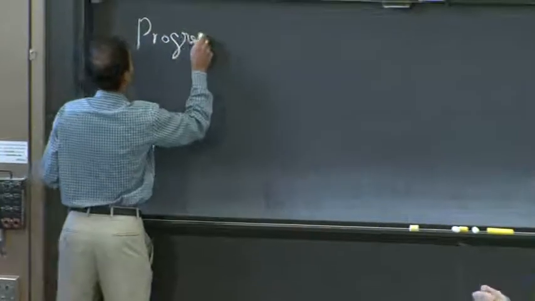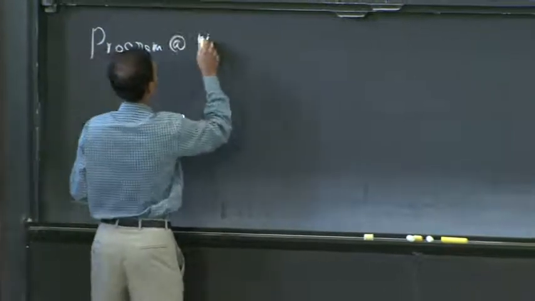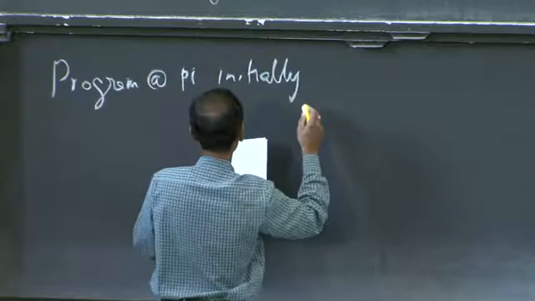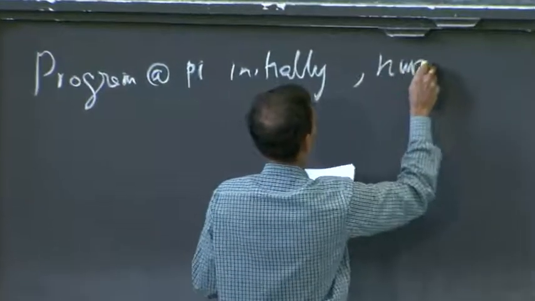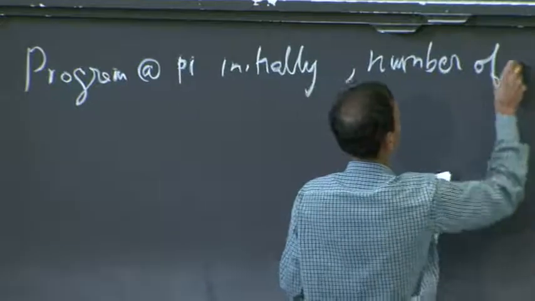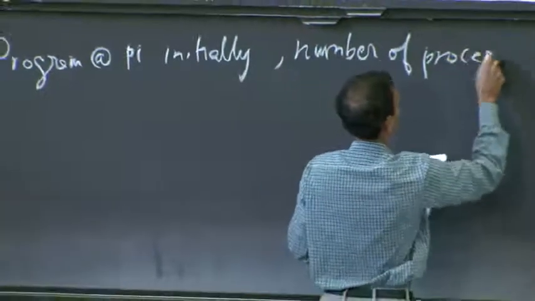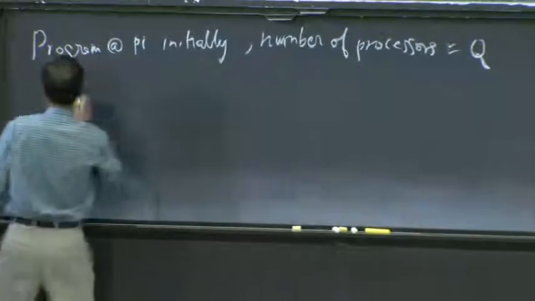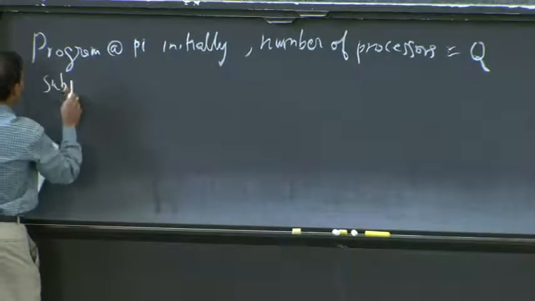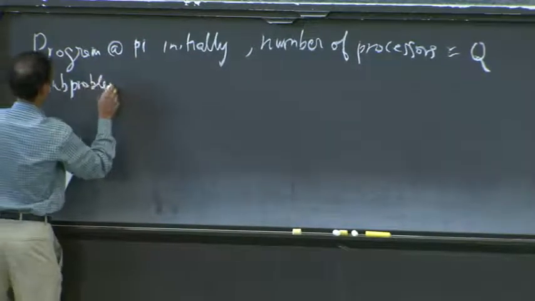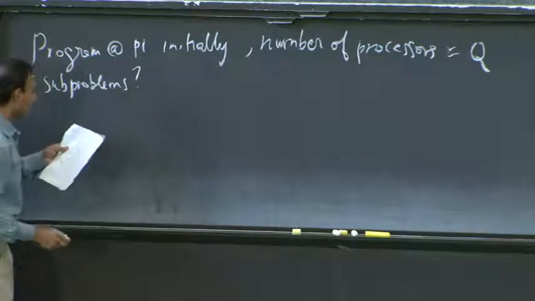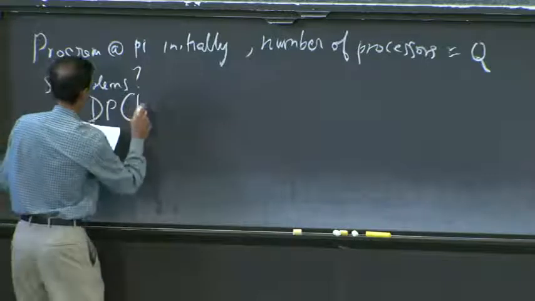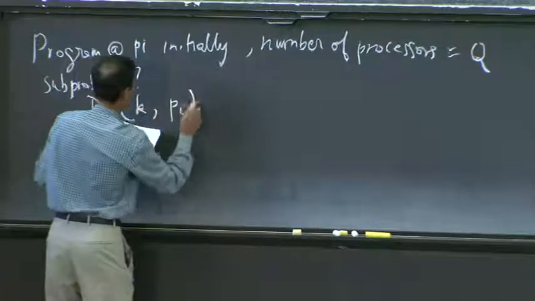So the program starts at P1, which is the processor initially. I'm just going to set up this DP problem. Let's assume that the number of processors equals Q. Now, what are the subproblems? You could do this many different ways. Let's go ahead and use prefixes.